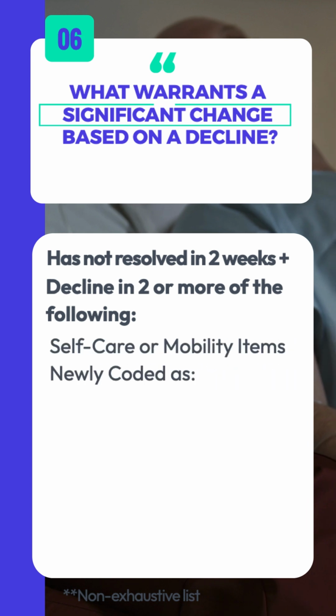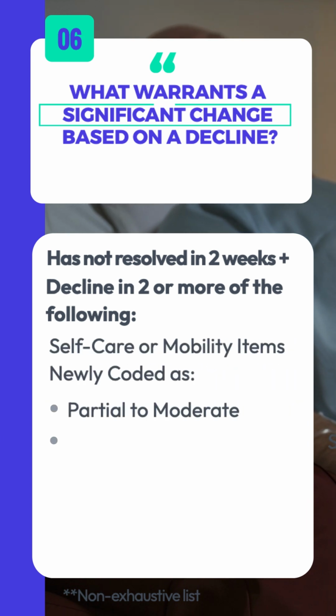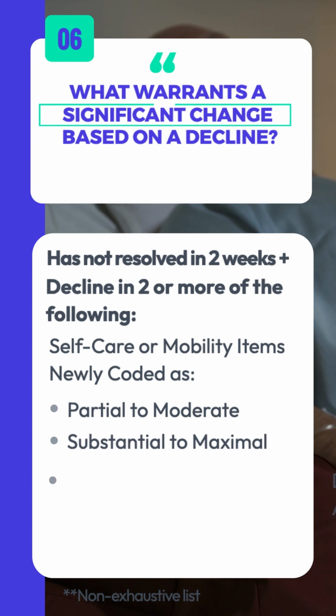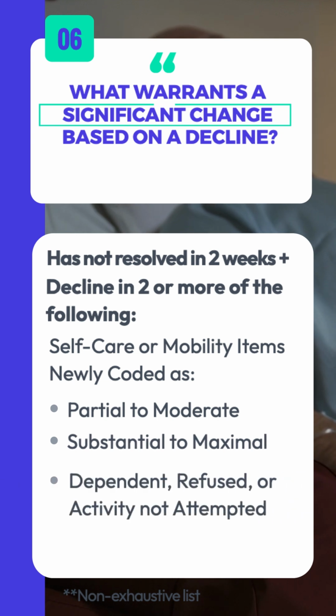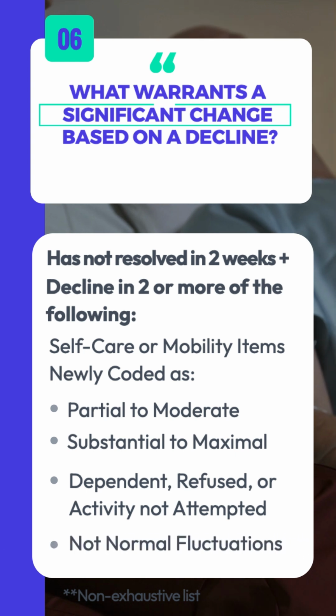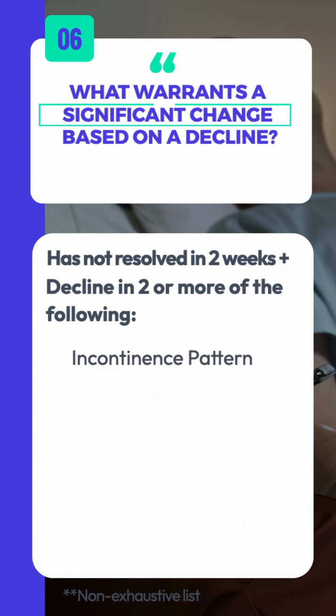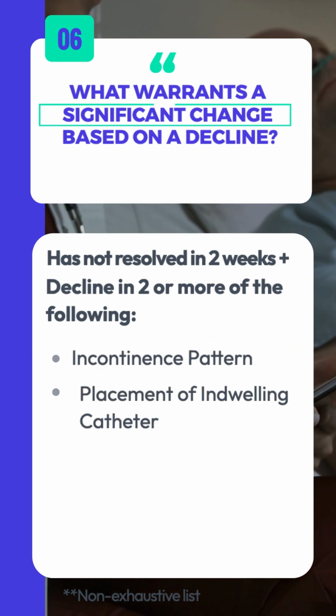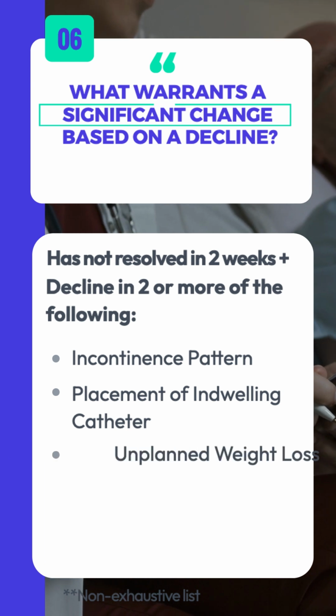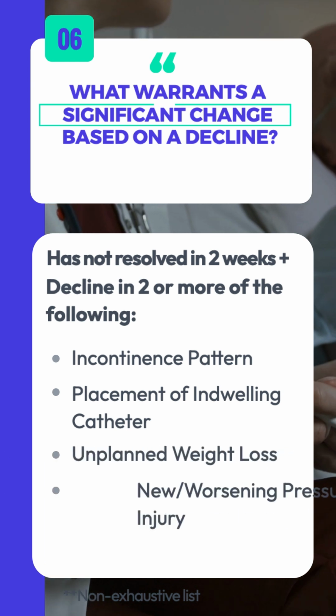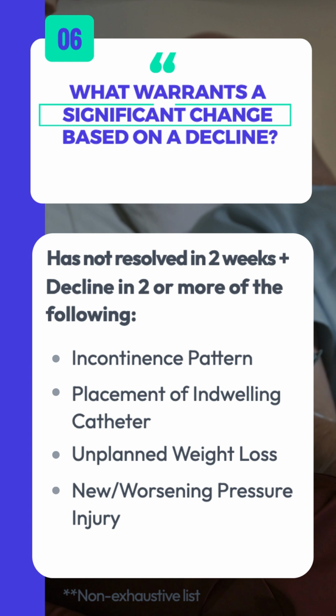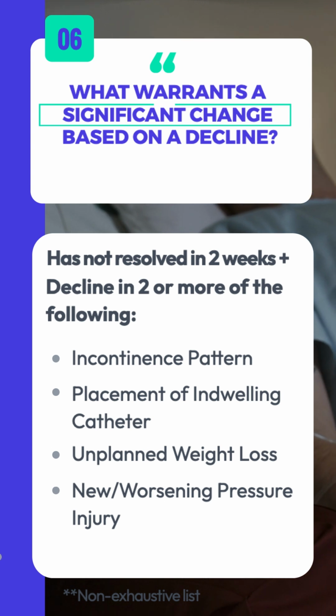Any self-care or mobility items that are newly coded as partial to moderate assistance, substantial to maximal assistance, dependent, resident refused, or the activity was not attempted since last assessment and does not reflect normal fluctuations in that individual's functioning. Resident's incontinence pattern changes. Placement of an indwelling catheter. Unplanned weight loss. New or worsening pressure injuries at a stage 2 or higher, unstageable, or deep tissue injuries.